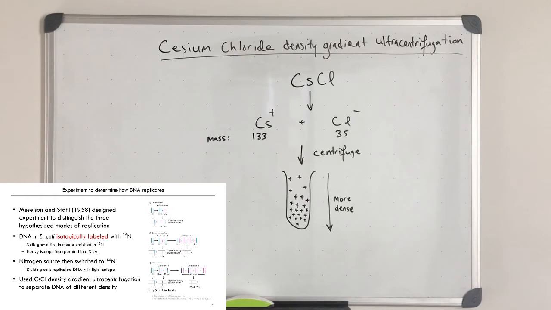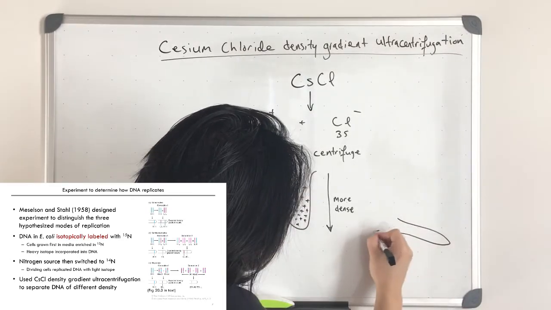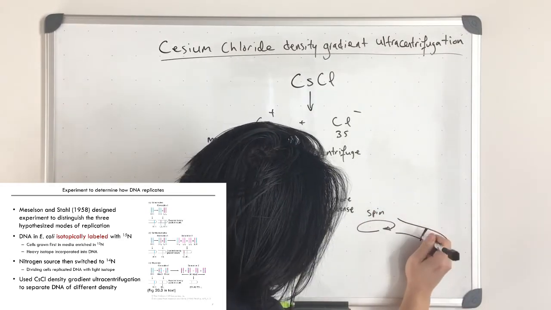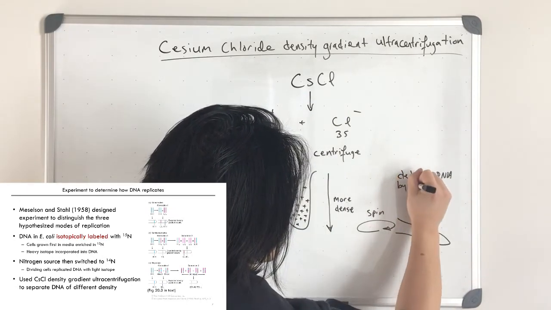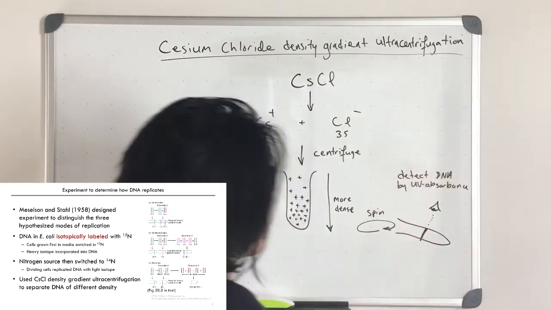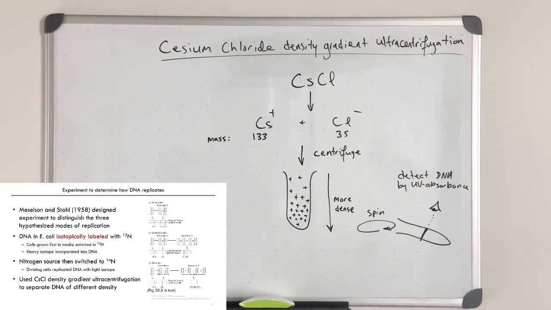When DNA is also dissolved in this solution, it will settle to a position in the tube where the density of the solution is the same as the density of the DNA. Because DNA absorbs at a specific wavelength, its position can be determined by shining UV light through the tube, and in this way, Meselson and Stahl distinguished DNA species of different density.